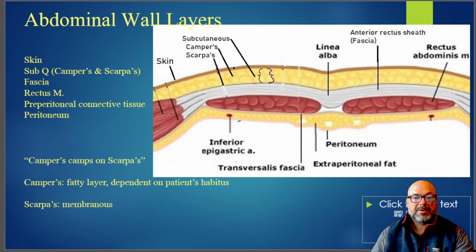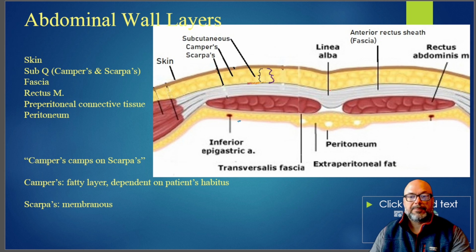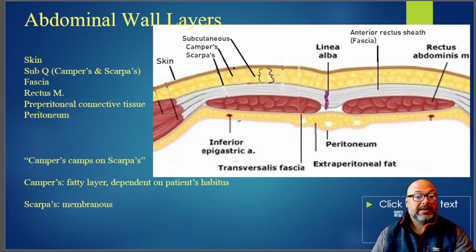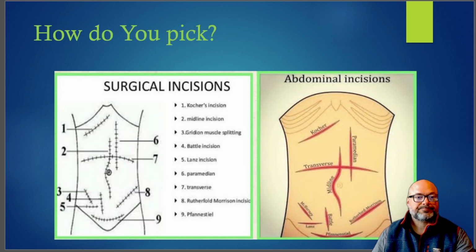Scarpa's is a more membranous layer that's usually fairly defined and is visible, but not nearly, of course, as significant as the rectus fascia here that we really pay a lot of attention to as far as how we open it and then how we close it as well.